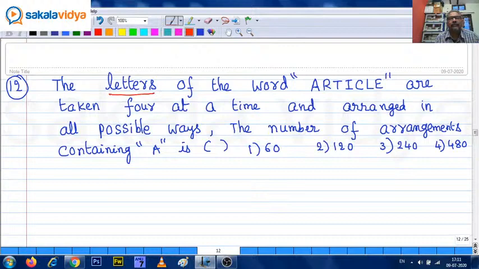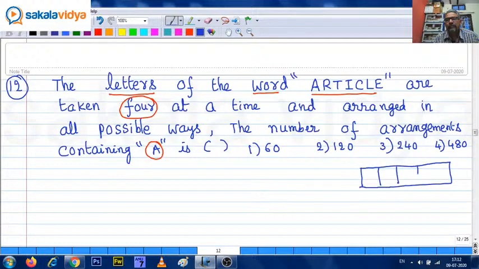The letters of the word ARTICLE are taken 4 at a time and arranged in possible ways. The number of arrangements containing A. That means each and every arrangement should contain A. Containing A means it may be in the first place, second place, third place, or fourth place. So that means, actually, 4-letter words, 4 places.